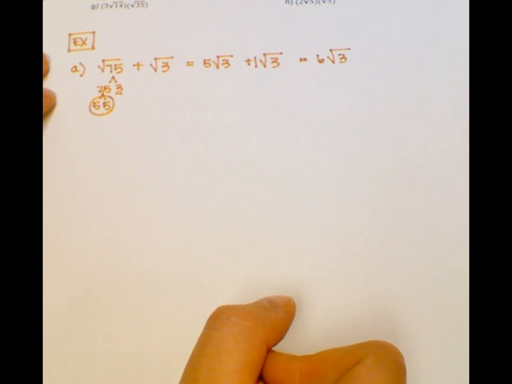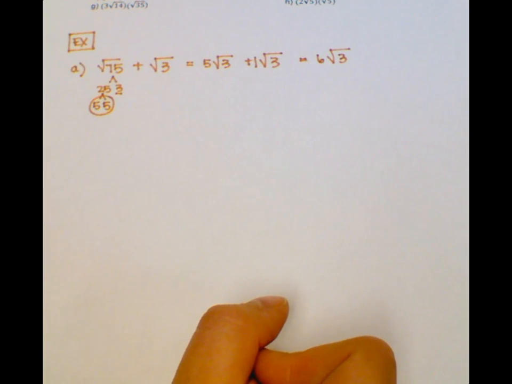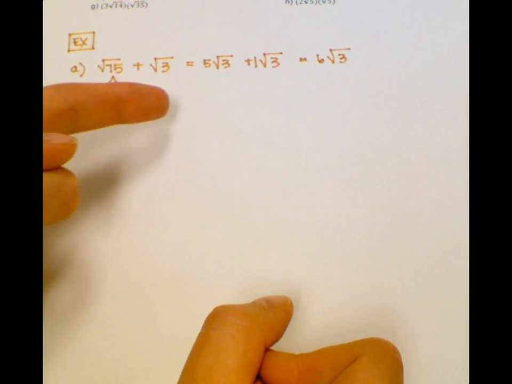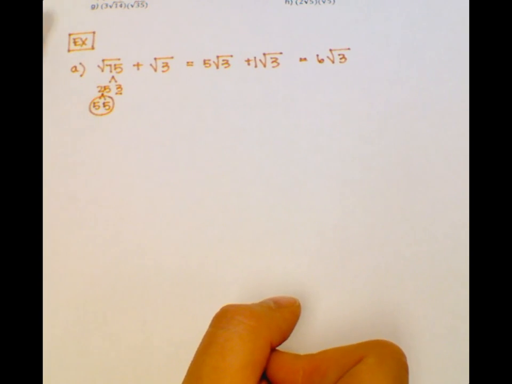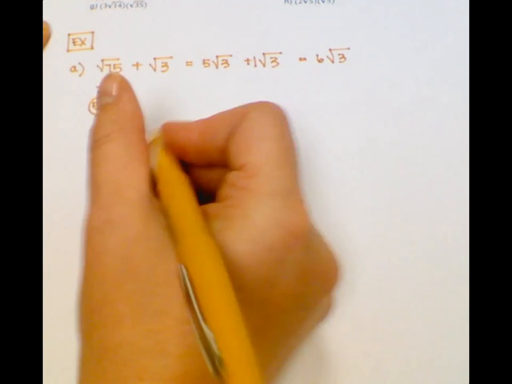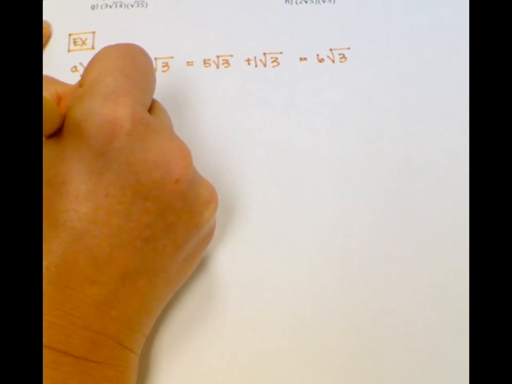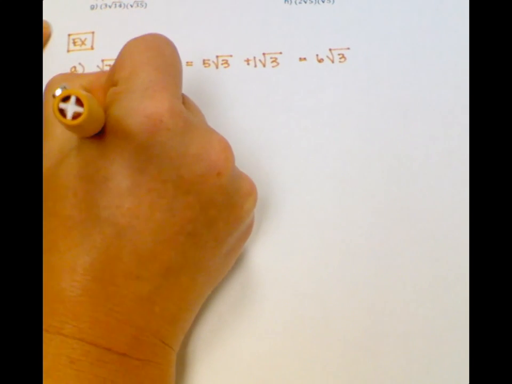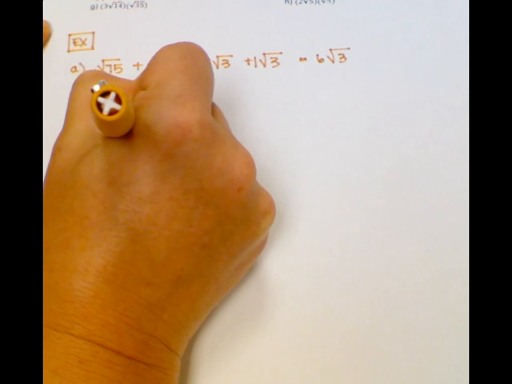Your radical 3's are like a variable. Those are the same. So like 2x plus 3x is 5x. We don't change the x. Just like in here, we don't change the radical 3. Let's try a subtraction one, because it's the same thing with subtraction. Same exact thing.